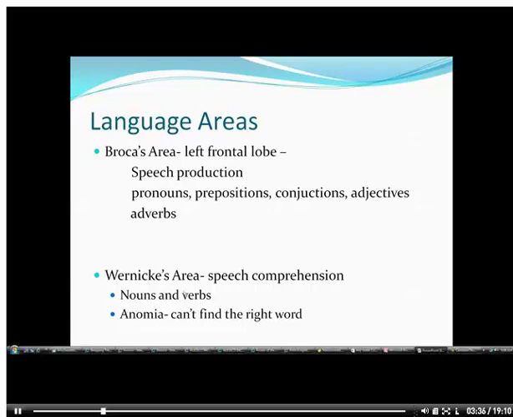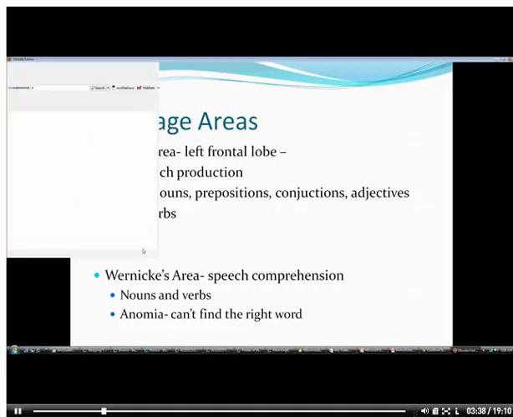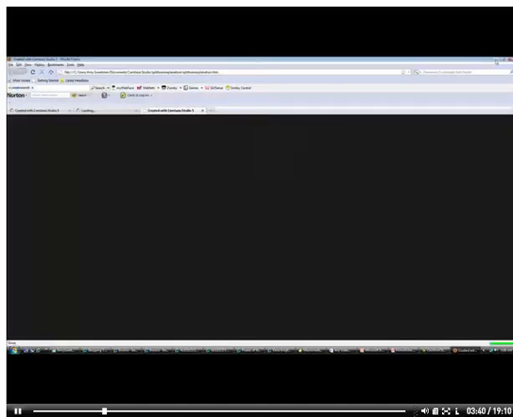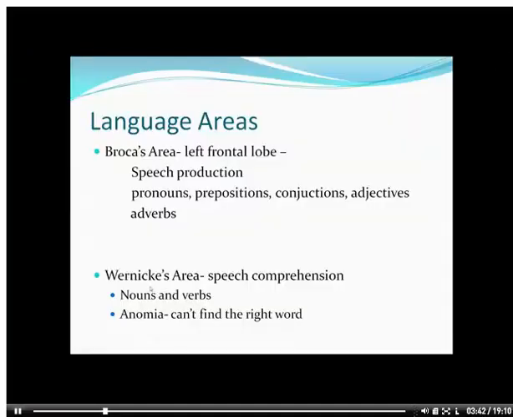So then Wernicke's area is in the temporal lobe. I forgot to write that on that slide, so let me just make sure that you get that. Wernicke's area is in the left temporal lobe, not the frontal lobe, the temporal lobe. And they believe that this one is more for speech comprehension.